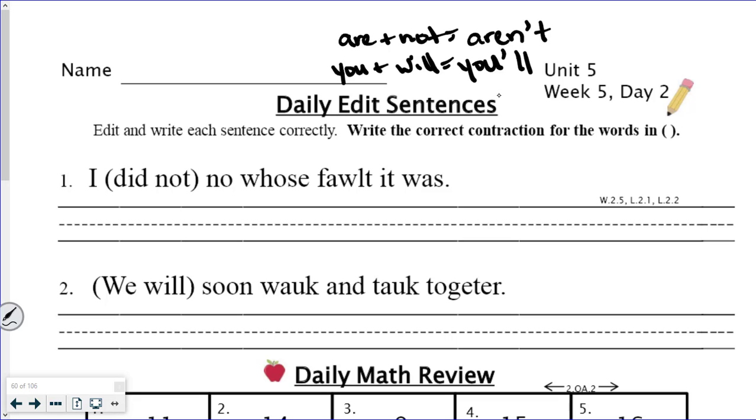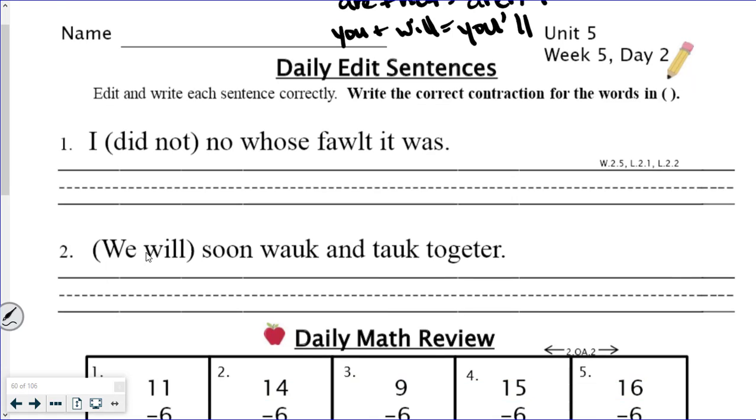Alright, so let's see. I did not know whose fault it was. Fix it up, rewrite it nice and neat on the line. Don't forget to make a contraction for the words did plus not. Number 2, we will soon walk and talk together. Same thing, fix it up, rewrite it nice and neat on the line. Combine we plus will for a contraction. Pause your video, do number 1 and number 2.